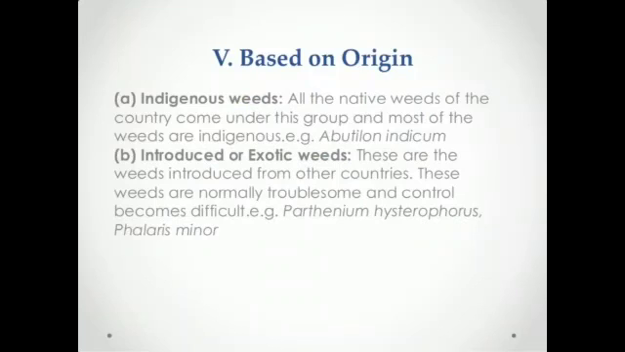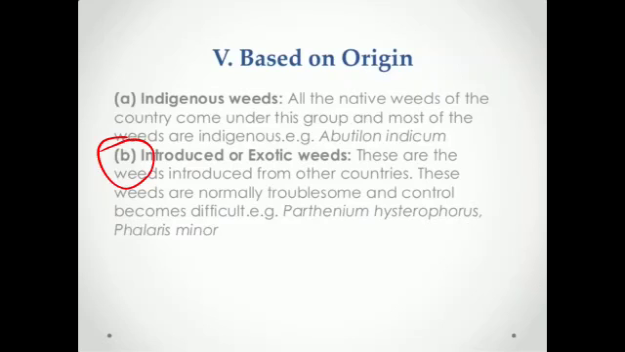Okay, then classification based on origin. They are classified as indigenous weeds or introduced weeds. First, indigenous weeds. Indigenous weeds means the majority of the weeds of a tropical climate have their origin in India. Examples are coxcomb, Portulaca indicum, aghada, dudhi, hariyali. These are indigenous weeds, also called apophytes.